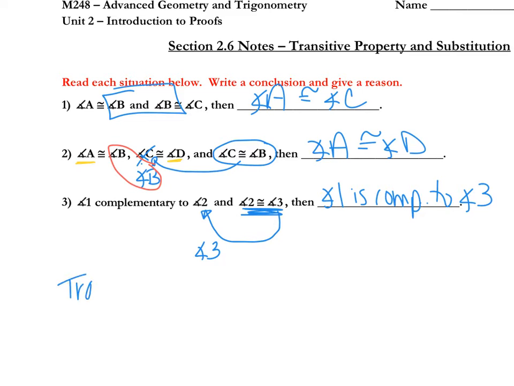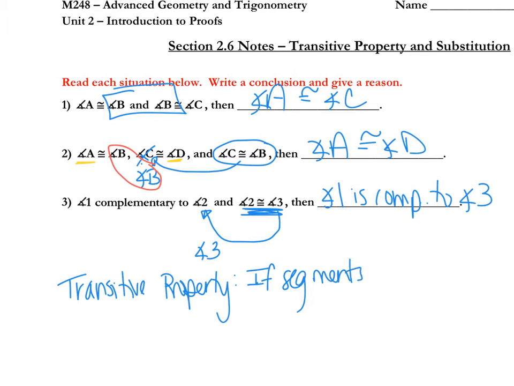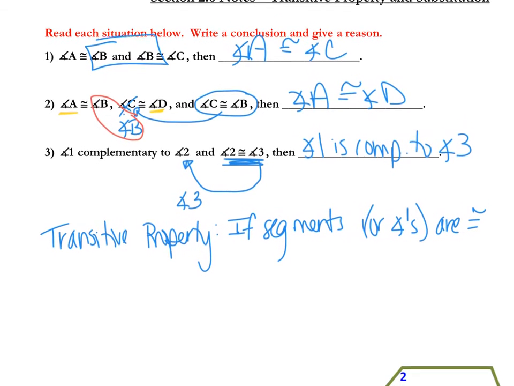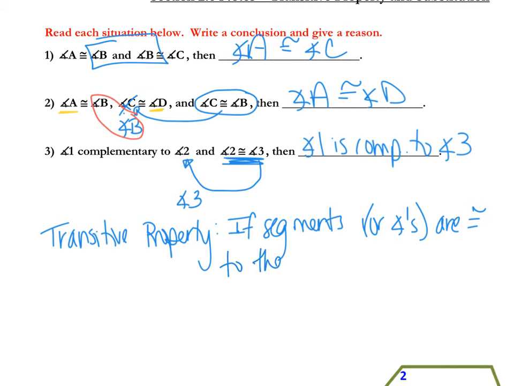So basically, the transitive property states that if segments or angles are congruent to the same segment or angle, then the segments or angles are congruent.